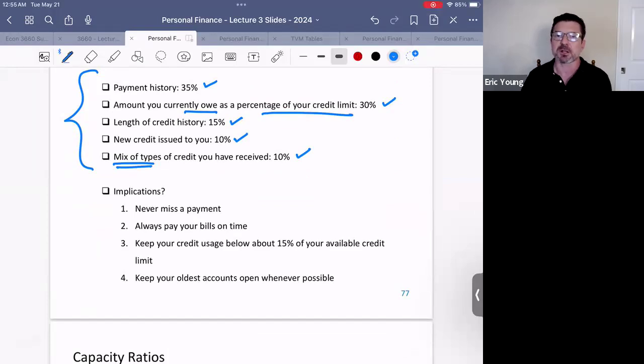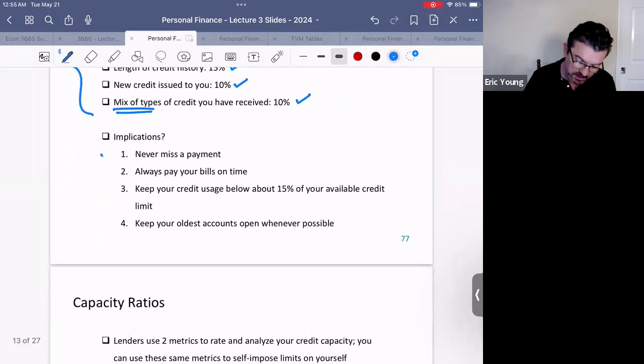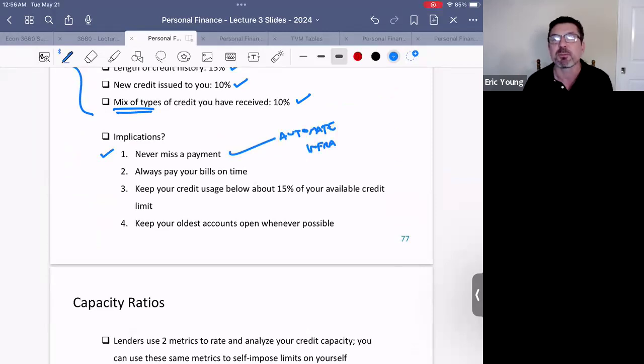Once you know these 5 things, there's a few implications that these lead to. If you want a high credit score, and you do, number 1, never, ever miss a payment. This is why earlier we talked about automating, about building up that really nice human-proof infrastructure.